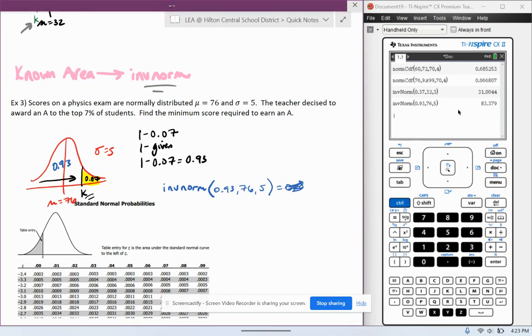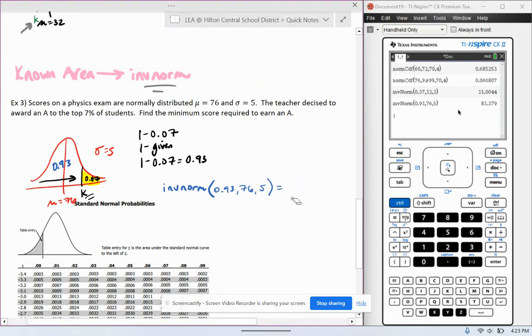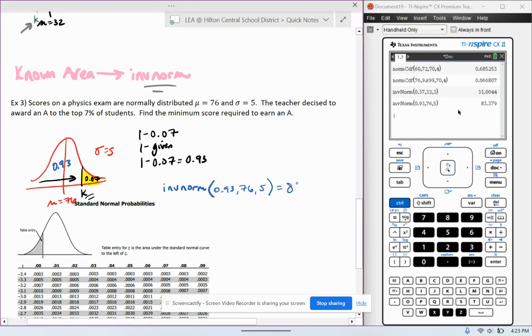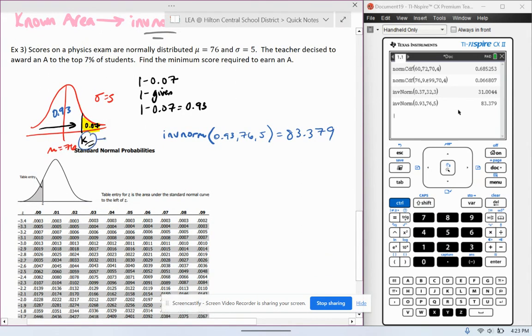Oh my gosh, I'm trying to write this at the same time. Here we go. Kids get an 83.379, and that earns them an A.